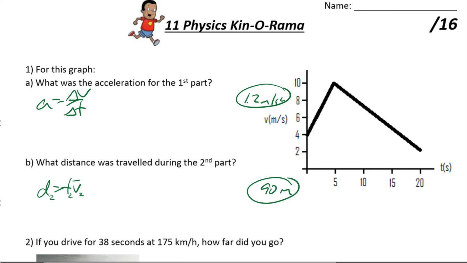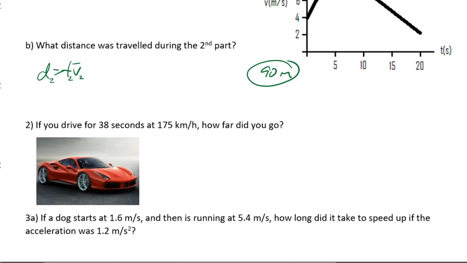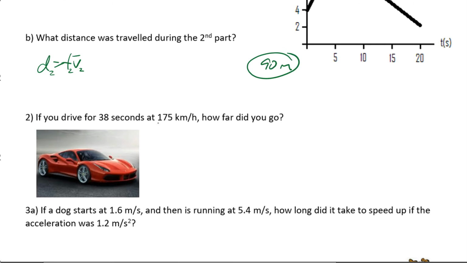Okay, for the next one, you're driving a car. We've got mixed units again, so you want to convert that into meters per second, and then you can do your DTV. You've got the time, you've got the V. So it's basic DTV once you've converted the units, and you're all good. And hopefully around 1850 meters, okay? Which for a Ferrari wouldn't take too long.